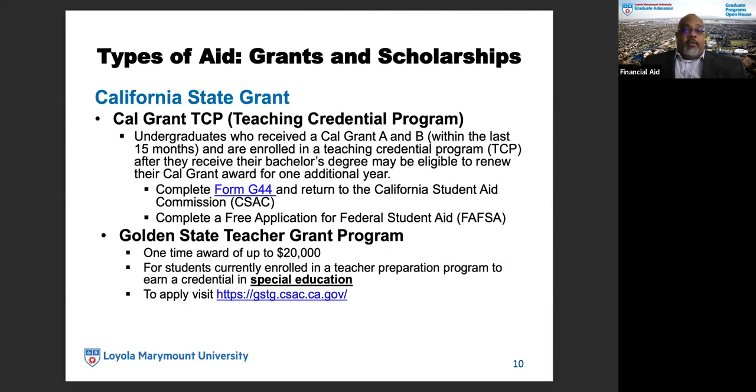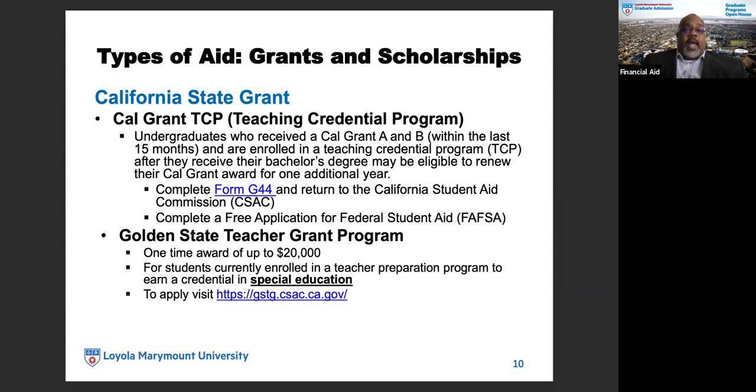Next, there's the California State Grant Program. The California State Grant programs are also for teachers. The California Grant TCP, or the Teaching Credential Program, is available for students who were undergraduates who received a Cal Grant A or B within the last 15 months before enrolling in a teaching credential program at LMU. So you have to have received a Cal Grant A or B while you were an undergraduate student, and it has to be within the last 15 months from when you start your teaching credential program, from when you graduated with your bachelor's degree as an undergraduate.